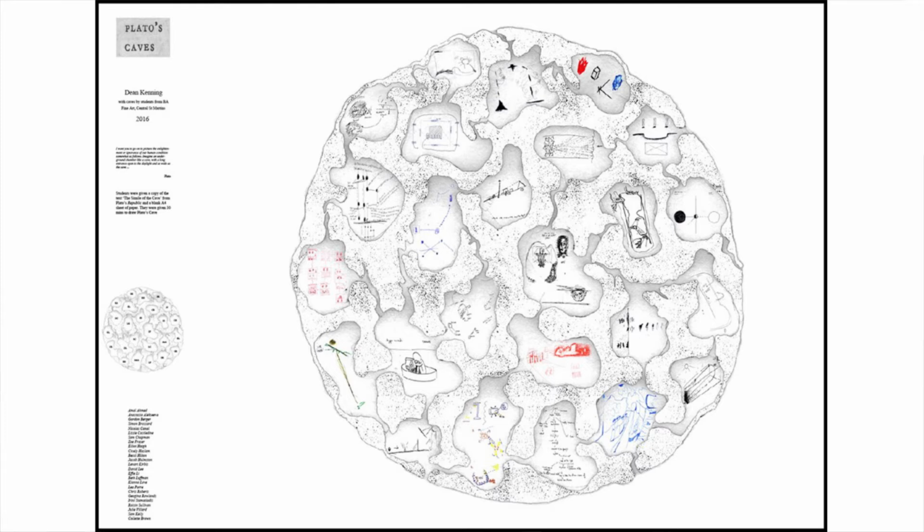Because the whole point about doing Plato's Cave is that Plato uses an allegory really as a way to talk about how he's against representation, which is kind of ironic.